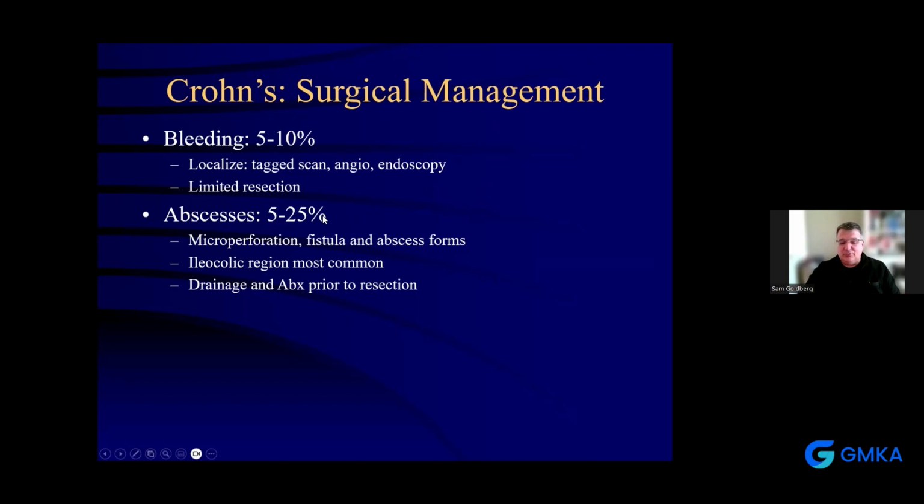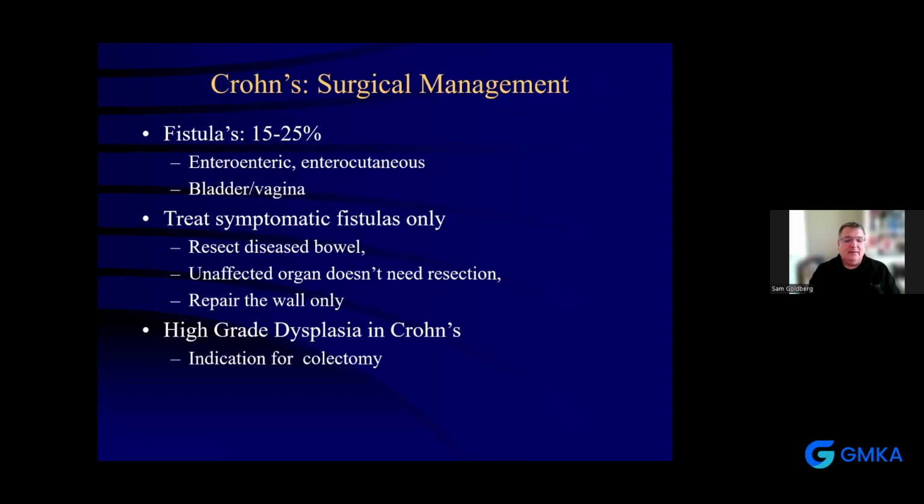Abscesses, anywhere from, depending which literature you read, 5 to 25%. Abscesses are due to microperforation, fistula, and then abscess formation. Most common in the ileocolic region. Generally, these are managed by antibiotics, drainage with interventional radiology, and then once the abscess is gone, we would take the patient to resection. Fistulas, enteroenteric and enterocutaneous, and bladder and vagina are fairly common, and that's anywhere up to 25% of patients that we would operate on. You only treat the symptomatic fistulas.